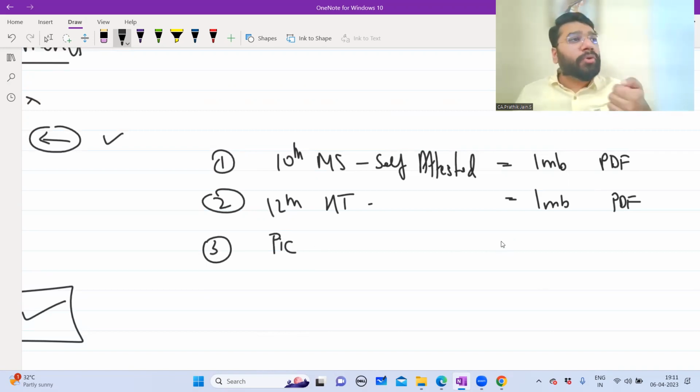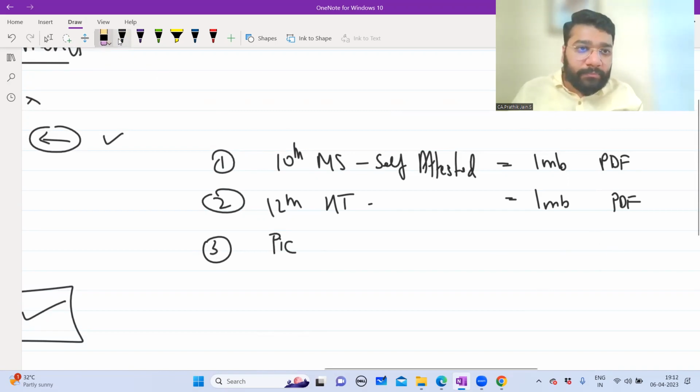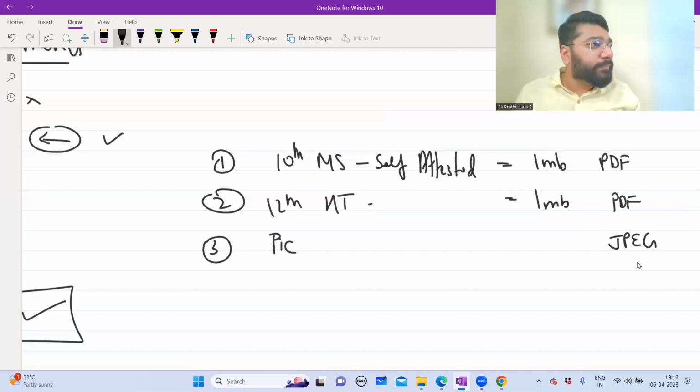You have to take the photo normally in your camera. Phone camera is there, no? Take the photo with that. The format of that photo will be JPEG, and it should be 100 KB maximum.